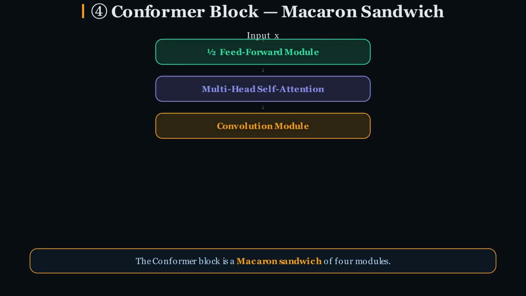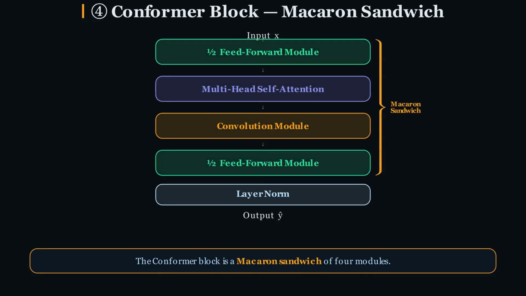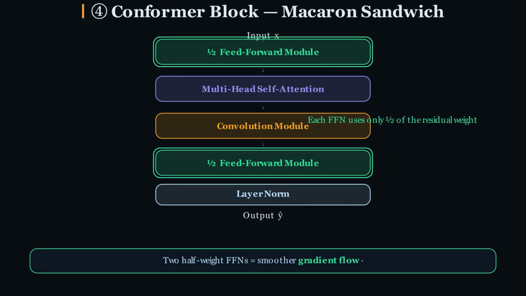At the heart of the conformer is the conformer block. It is structured like a macaron sandwich. 4 modules are stacked in a precise order. A half-step feed forward, then self-attention, then convolution, then a second half-step feed forward. Layer normalization follows. Notice that there are 2 feed-forward modules, not 1. Each carries only half the standard residual weight. This symmetric arrangement, borrowed from Macaron-Net, produces smoother gradient flow during training and consistently outperforms a single full weight.